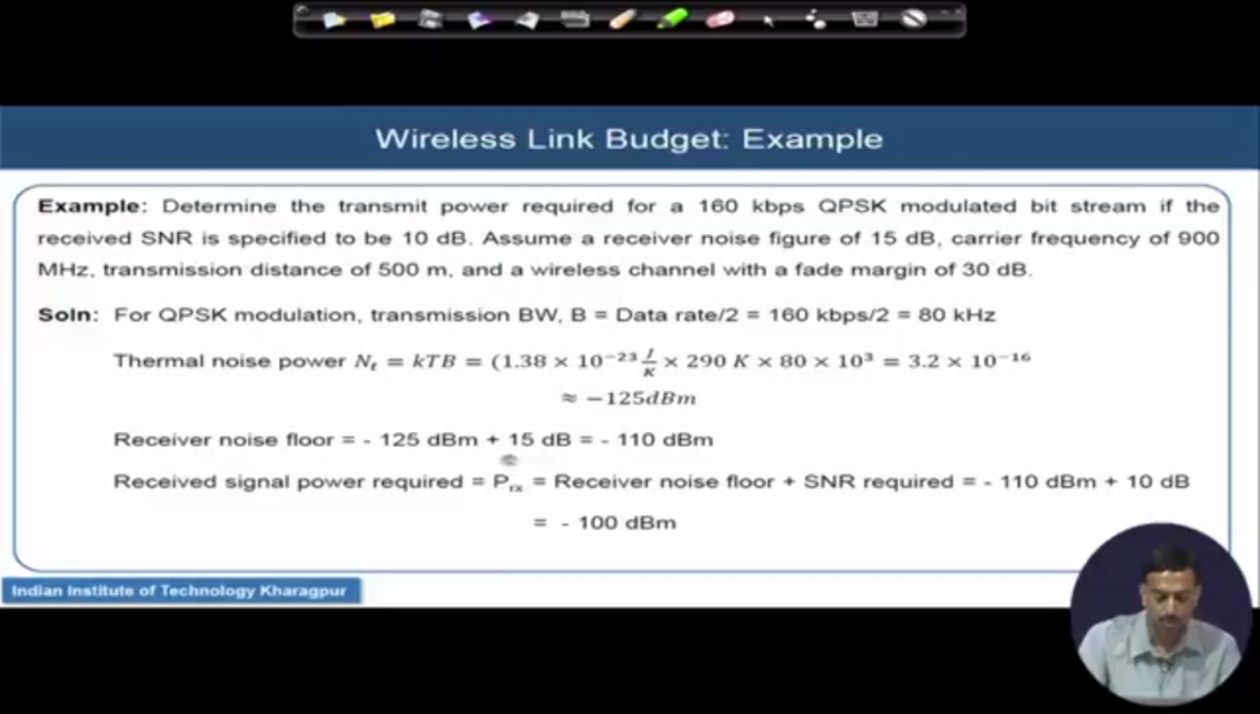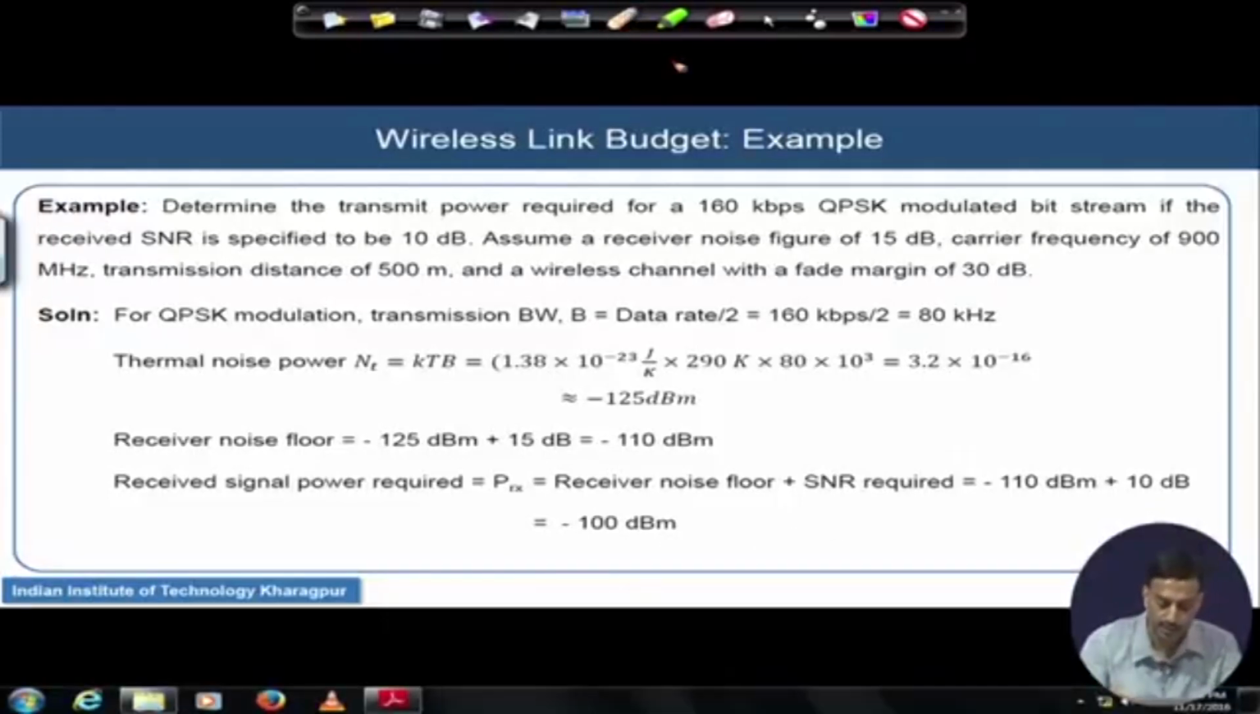So we calculate the signal power as this noise floor plus the SNR that is required for detection, which is specified over here, and it is 10 dB. So this is a value which has been given to you. So therefore we add the SNR to the receiver noise floor, and we see that the power required at the receiver is minus 100 dBm.